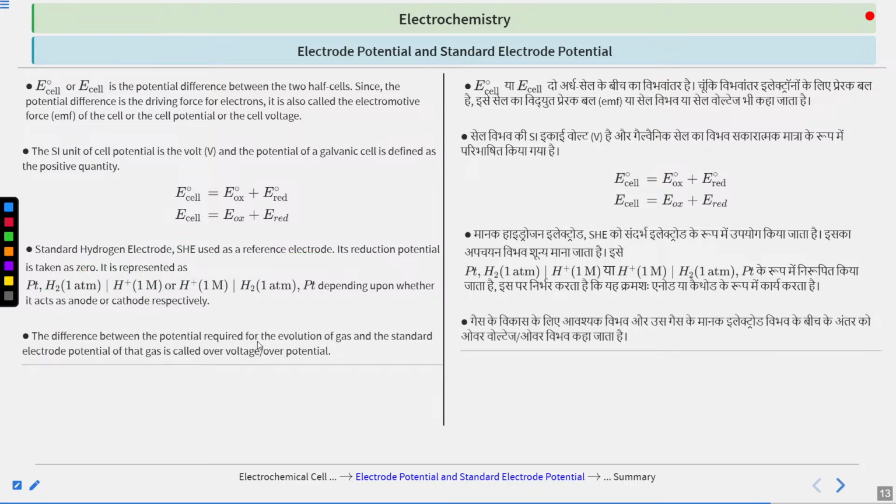Now the difference between the potential acquired for the evolution of gas and the standard potential of the gas is called the overpotential or overvoltage. So using this, what can you calculate? You can calculate the standard potential of the given cell. If you put this on the anode side, then you will get the reduction potential of the given species. Clear?